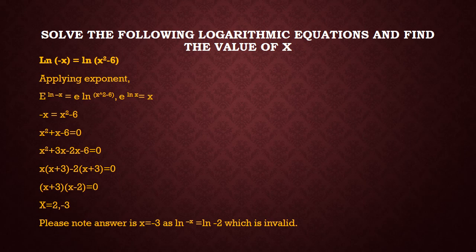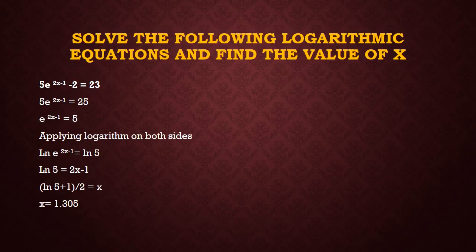Now, in this case, we get x square plus 3x minus 2x minus 6 is equal to 0. We simplify it further down and we get x equals 2 and minus 3. Now, please note the answer is x is equal to minus 3, as ln of minus x is equal to ln of minus 2, which is an invalid term. Let's see the next equation.